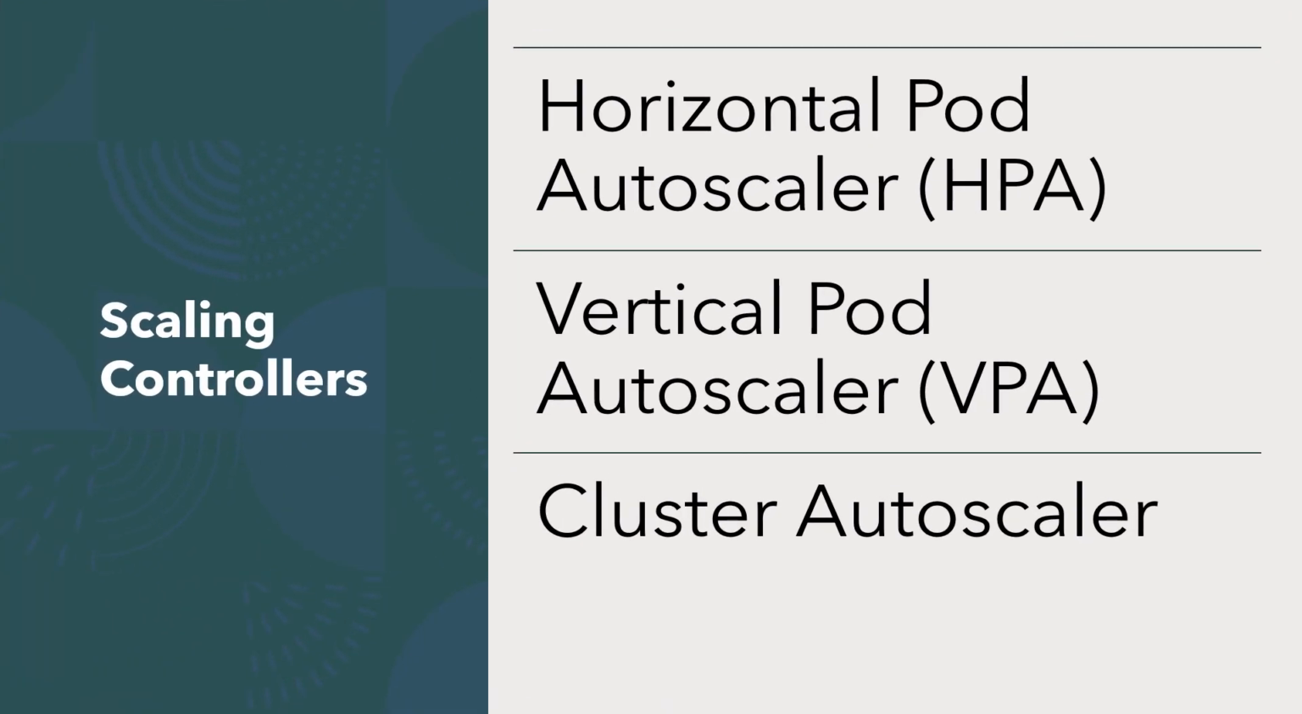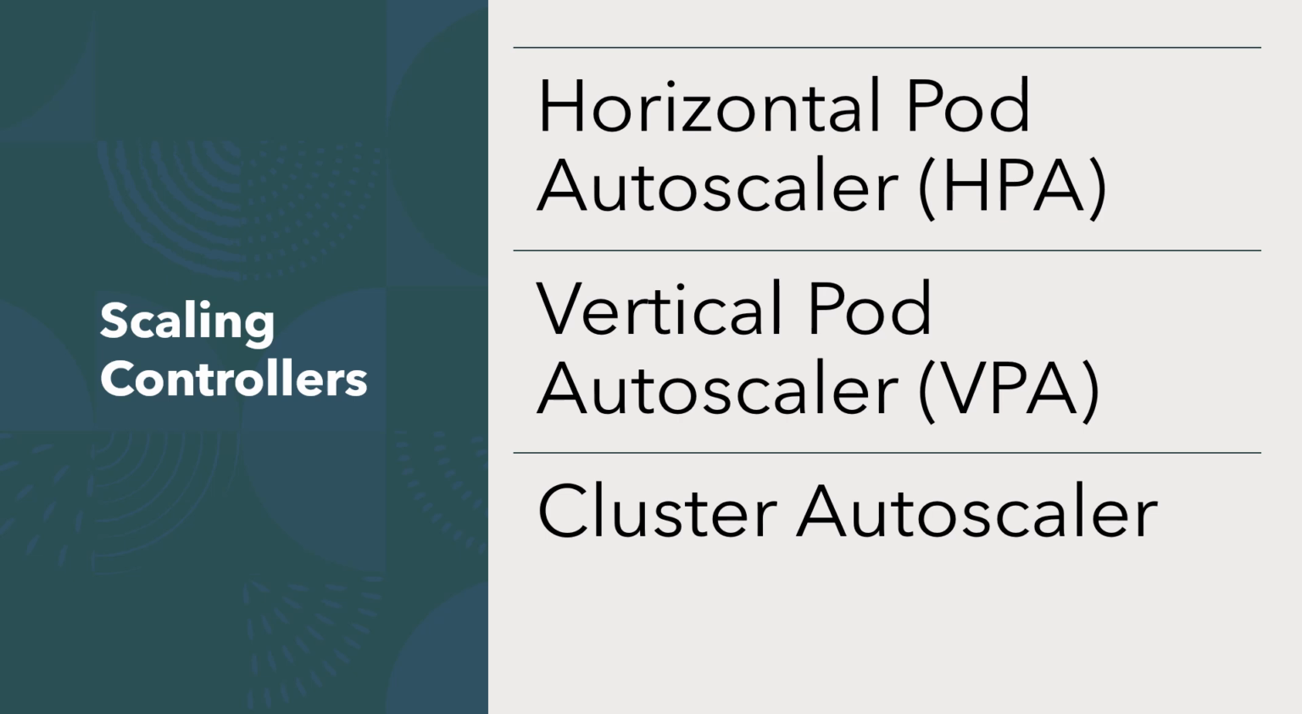Scaling controllers. Horizontal Pod Autoscaler, HPA. The Horizontal Pod Autoscaler automatically adjusts the number of pod replicas in a deployment, replica set, or stateful set based on metrics like CPU and memory usage. For example, if CPU usage spikes, HPA can add more pods to handle the load. When usage drops, it scales down to save resources. HPA ensures your application is always running efficiently without manual intervention.